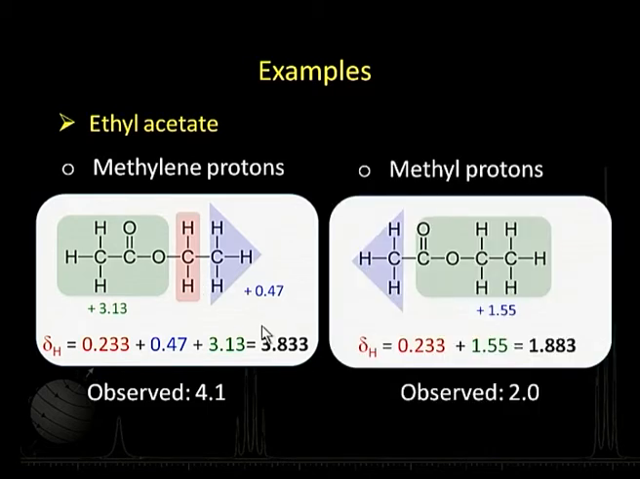Let us take the same molecule and talk about, say, the methyl protons. If I want to predict the chemical shift position for these methyl protons, what do I do? I use the same formula. Delta H will be equal to 0.233, that is the base value, and then for this substituent, that is COOR, we have a value of 1.55. Add the two together, it gives me 1.883, and the observed value is 2, which is again not very far. So, we find that these rules are reasonably okay. Let us take some more examples.